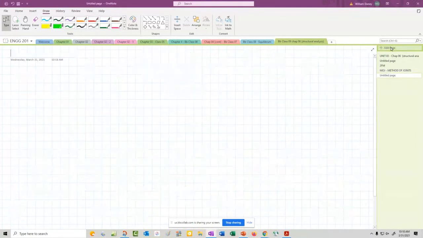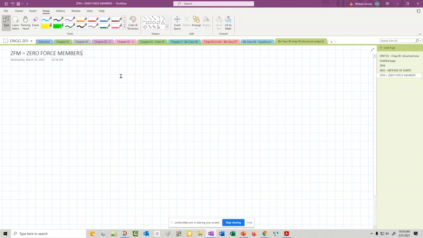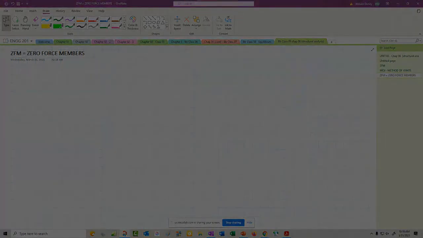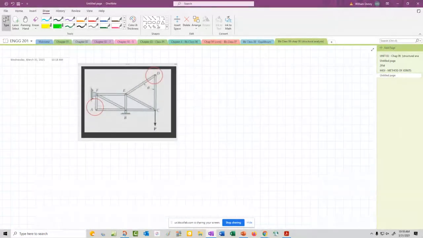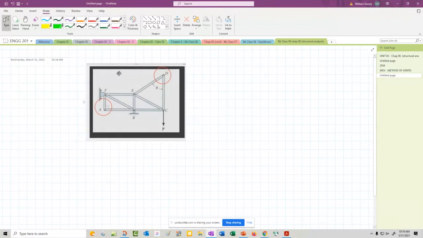All right, let me introduce one other idea before we do any more solving. The zero force members. Okay, zero force member. Let me bring up a picture of a structure here. As we get a little more complicated, so here it has 1, 2, 3, 4 triangles in this structure. Pin at F, roller at B, it's pulling down here. Not sure what this is supposed to do or support, but that's how they made it.